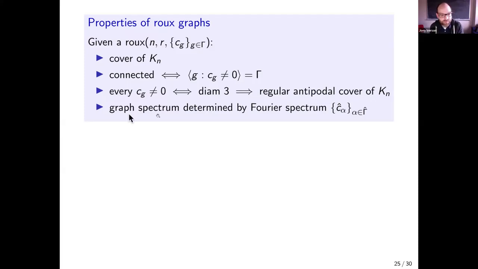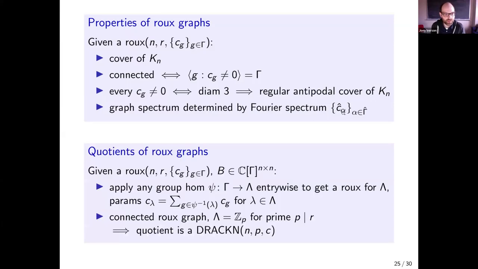The spectrum of the graph, the spectrum of that matrix A, is determined actually by the Fourier spectrum if you take the Fourier transform of these CGs. Okay. And you can take RU and you can actually use them to make DRACKNs. So there's a quotienting move, much like you can do for DRACKNs if you're familiar. If you apply any group homomorphism from this gamma to any other abelian group, lambda, you apply that entry-wise, that will give you a RU for lambda.